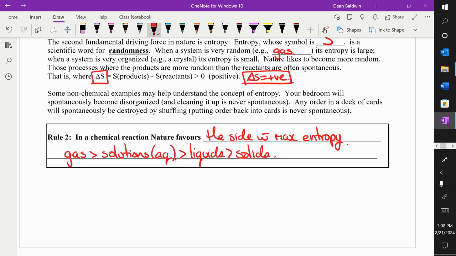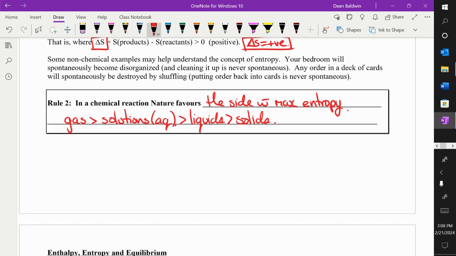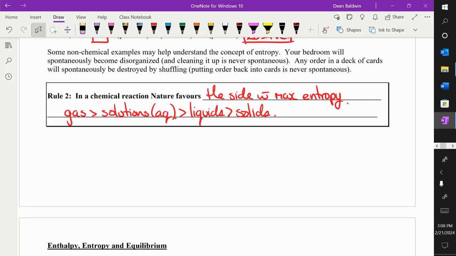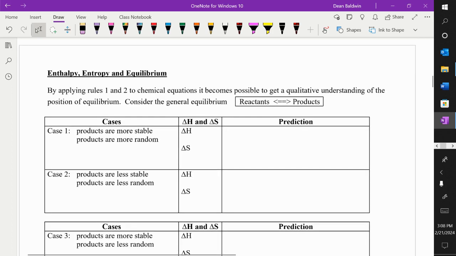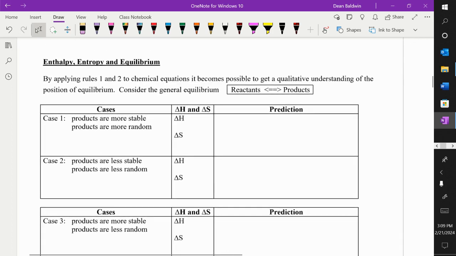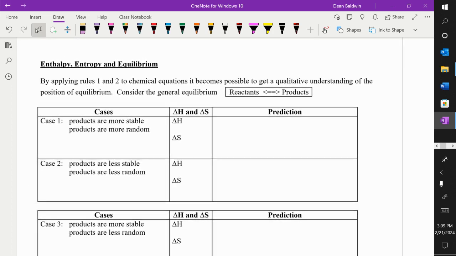Okay, we'll just do the next table, and then that's all we'll get through today, and then we'll finish it off tomorrow. So, here we go. There are 4 different cases that we need to understand. If the products are more stable, okay?